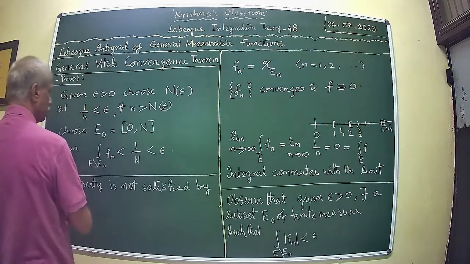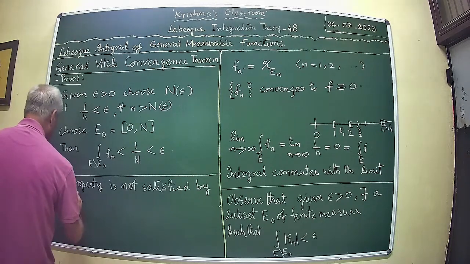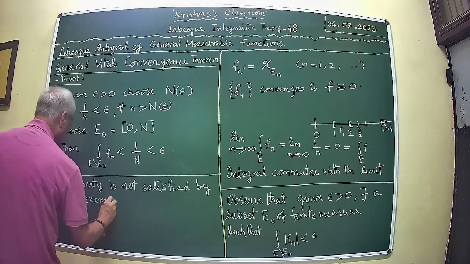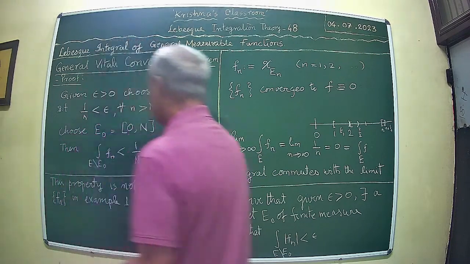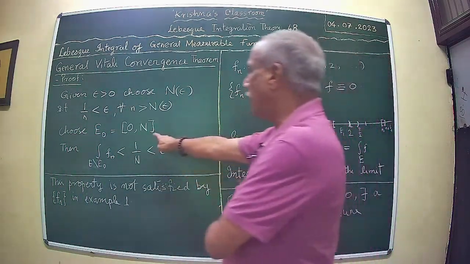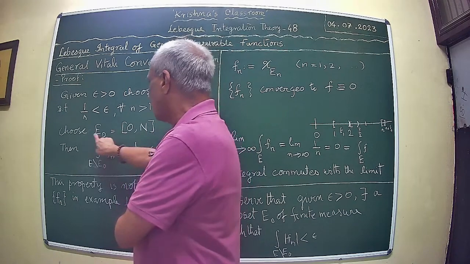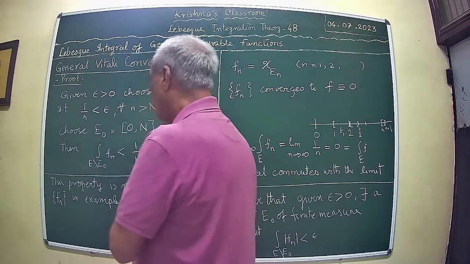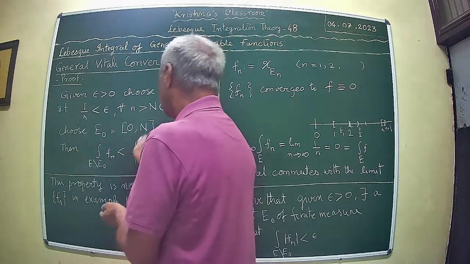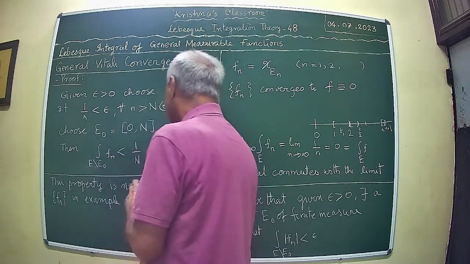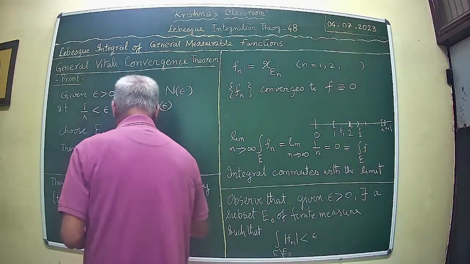Satisfied by, in example 1. The reason is this. You see, no matter how large n you choose, capital N you choose, and define E naught as this. Now you see that the integral of this is going to be equal to 1 for n sufficiently large. So it cannot be made arbitrarily small. Okay, that's the reason.